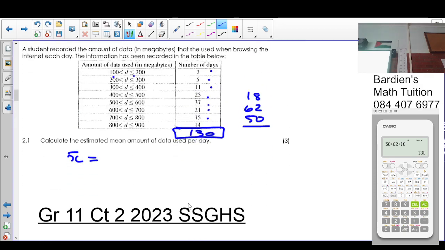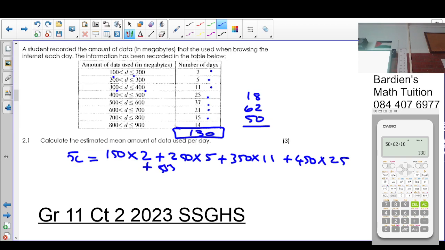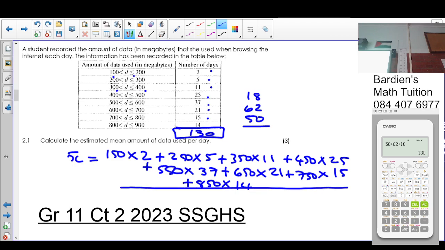Okay, so when you work this out, we add the class limits together and divide by 2 to get the midpoints. 100 plus 200 is 300, divided by 2 is 150, times 2 in that category, plus 200 plus 300 is 500 divided by 2 is 250 times 5 plus 350 times 11 plus 450 times 25 plus 550 times 37 plus 650 times 21 plus 750 times 15 plus 850 times 40. And this is all over 130.